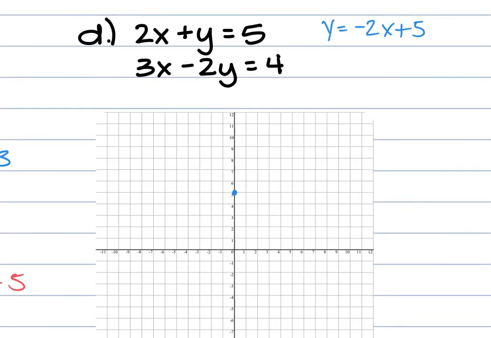And then you go down to the right one, and then you keep doing that. Yep. And then for the second one, when you put it in slope intercept, it is y equals 3/2x minus 2. Beautiful.